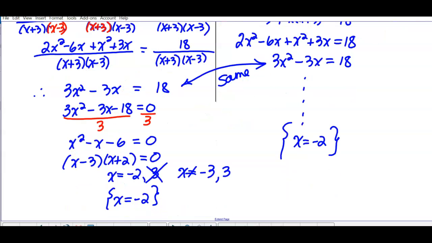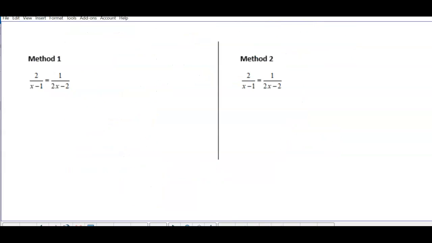Okay. Next one. Okay, again, factor first. That right-hand denominator can be factored. If you don't do that, then that's okay. You can still solve it, but you have to reduce at the end. So best to factor first.